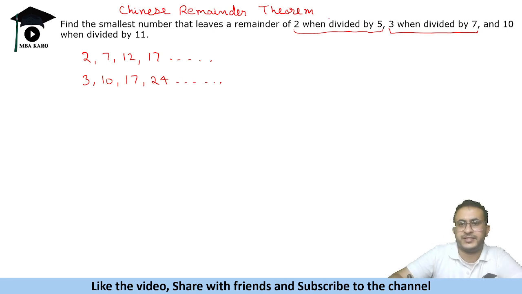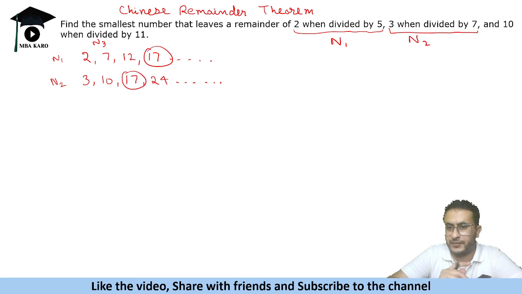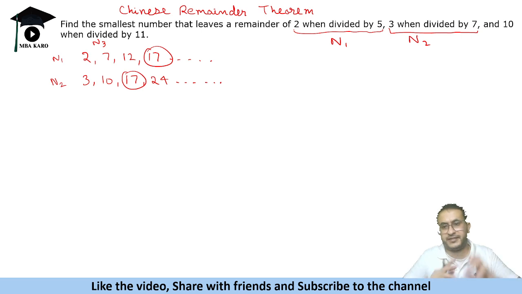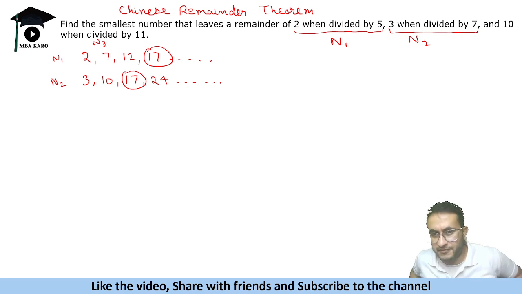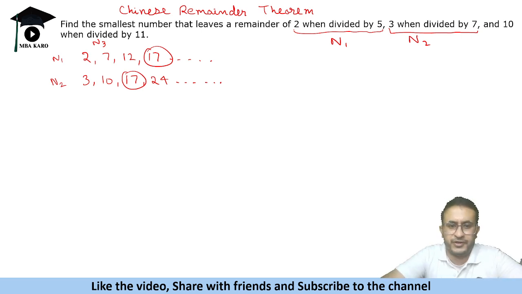Okay. So this is N1, N2, and N3. N3 we'll find later. Now in N1 and N2, find the common entity. The common entity is 17. Okay, first thing is we can break it into a simpler version: find the number which gives remainder 2 when divided by 5, 3 when divided by 7. So that is the least number. If you are asked about 2, the answer is 17.